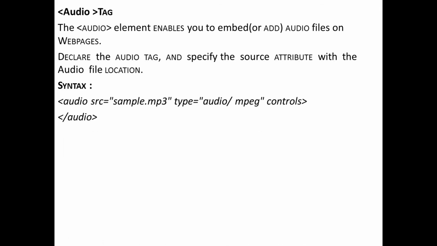What is the syntax for audio? You have to use audio, src means the location, the name of the audio file, the source file, where you have kept your audio file, so that name you have to call. Type you have to mention, so basically it is type audio MPG, or if it is MP3, then MP3 OGG, like that, and controls, and then you have to close this audio tag.